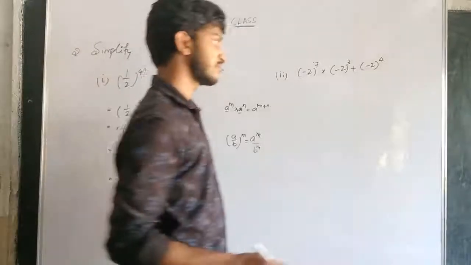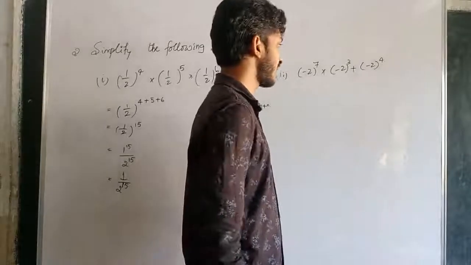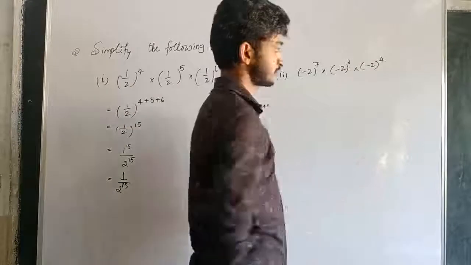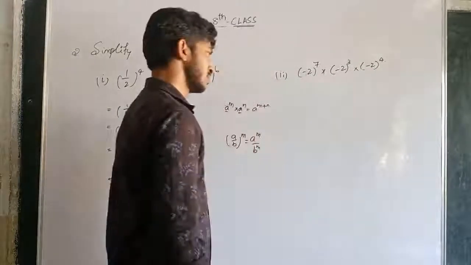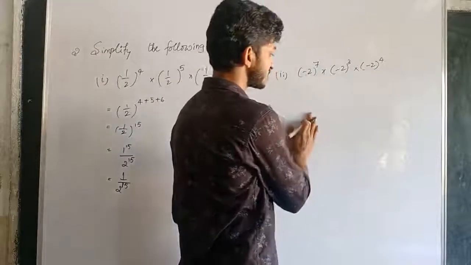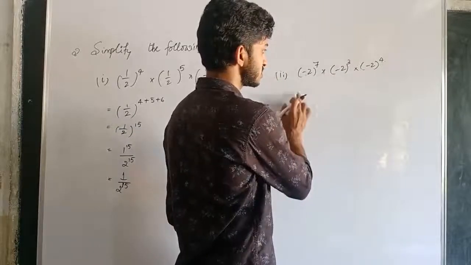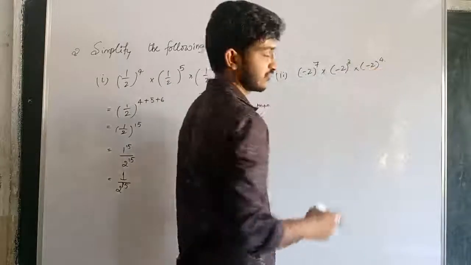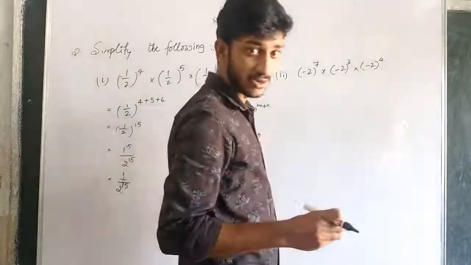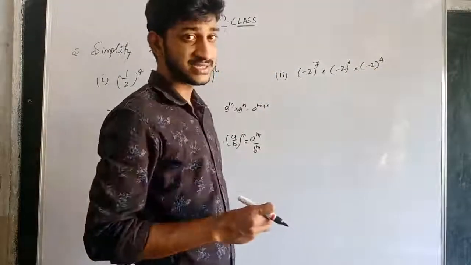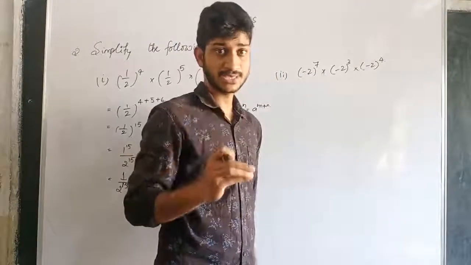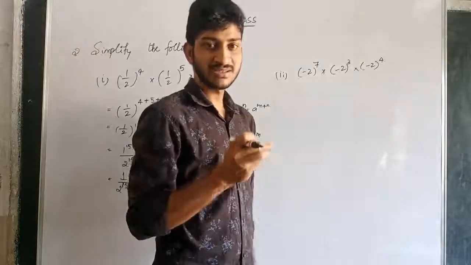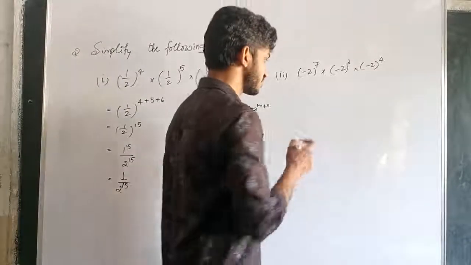Now see, (-2)^7 into (-2)^3 into (-2)^4. Okay, so this is also the same as the previous one. See here, (-2)^7, (-2)^3, (-2)^4. So here the bases are equal. What is the base here? Same base, -2 is the base here. So base is equal but powers are different, that's why I am adding the powers by using a single base, okay.